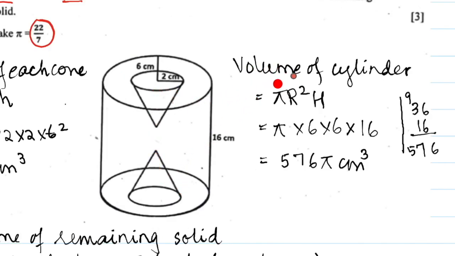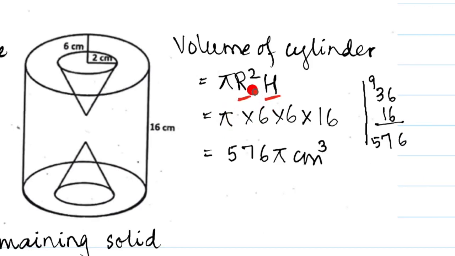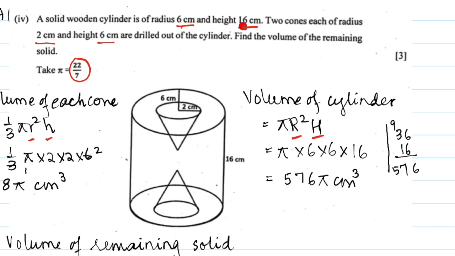Now volume of the cylinder, you know the formula pi r square h, and can you see I have used capital R and capital H for the cylinder, and for the cone small r and small h. So the examiner can see the distinction that you are making here. So pi into R is 6 into 6 into 16. Can you see that? Now 6 sixes are 36 multiplied by 16. I have shown the working here. So it is 576 pi, those many centimeter cubes.